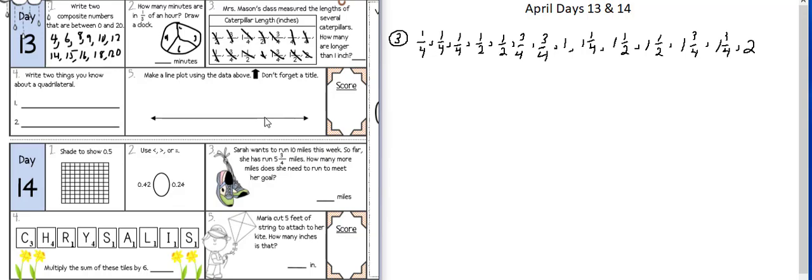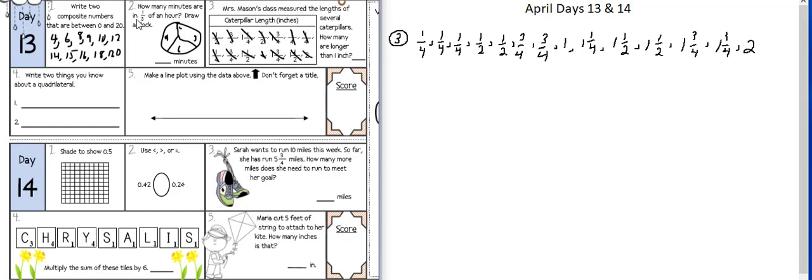All right, days 13 and 14 out of the math packet for April. Write two composite numbers that are between 0 and 20. I just wrote all of them that are between 0 and 20. I included 20. I don't know, it's kind of a vague question there. I'd probably say it should not have been included because it's not between 0 and 20.